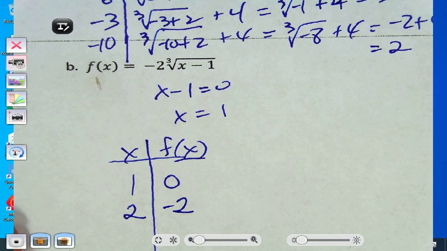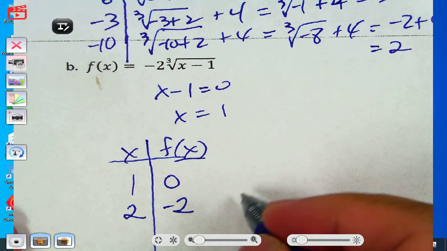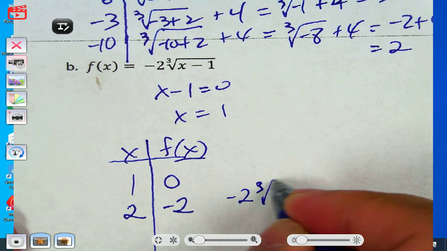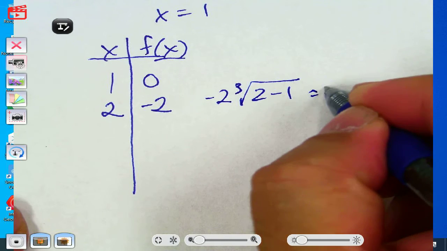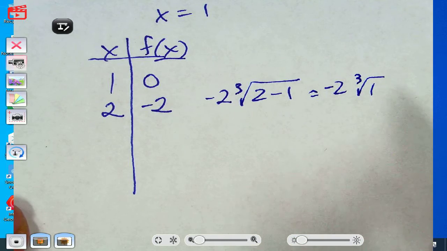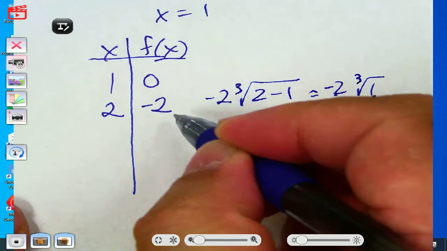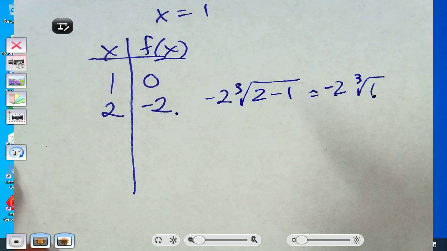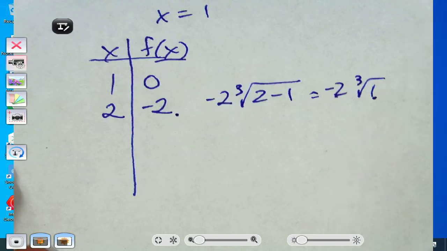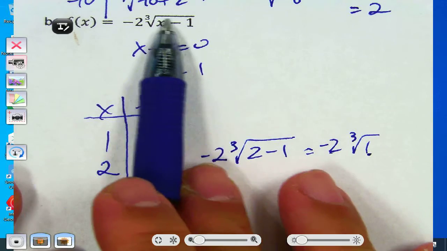Everybody see where I get negative 2? So you're not going to multiply it by that negative 2? I just did. Okay, here we go. So this is what I did. I said negative 2 cube root of 2 minus 1, right? What's 2 minus 1? 1. So that's negative 2 cube root of 1. What's negative 2 times 1? Negative 2. That's where the negative 2 comes from. So yes, I am using that negative 2. Alright, so what do I plug in for x so that I get 8? 9.